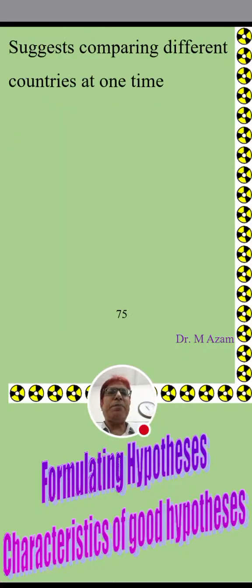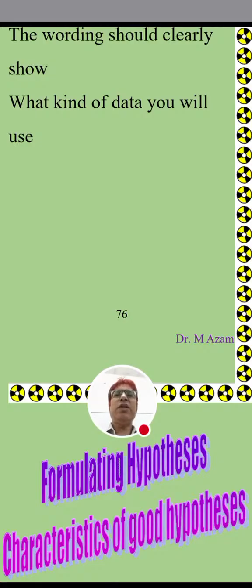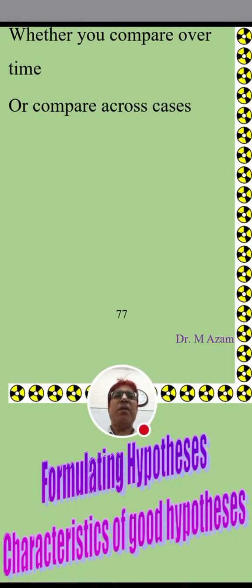It suggests comparing different countries at one time. The wording should clearly show what kind of data you will use, whether you compare over time or compare across cases, across countries, across cities, across universities, across organizations. Or you compare over time, different years, different decades, different centuries.